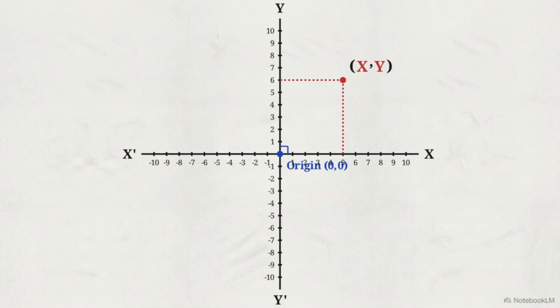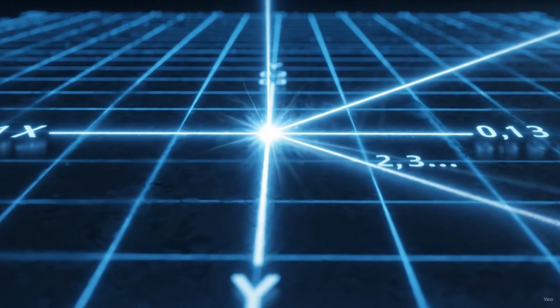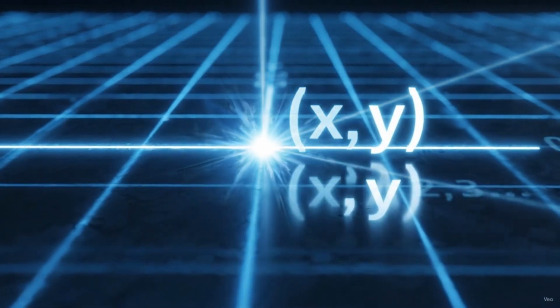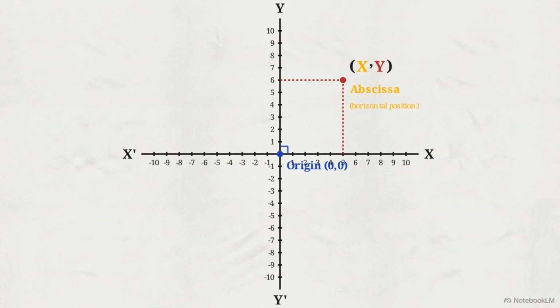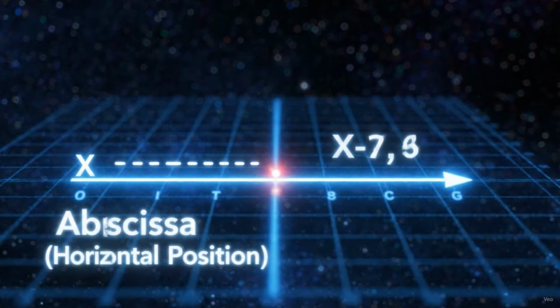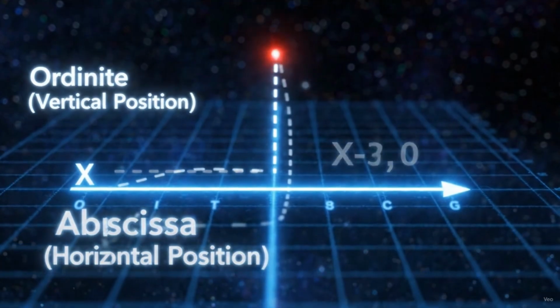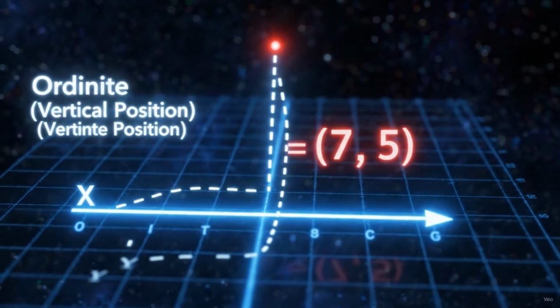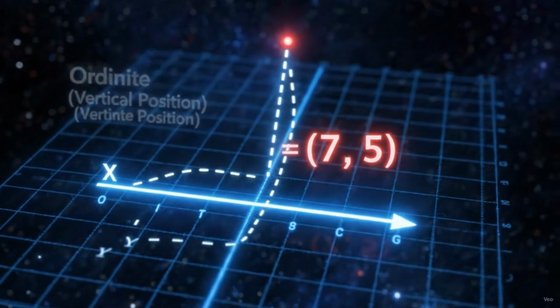Every location on this grid is defined by an ordered pair written as (x, y). The first number, the abscissa, shows the horizontal position. The second number, the ordinate, shows the vertical position.